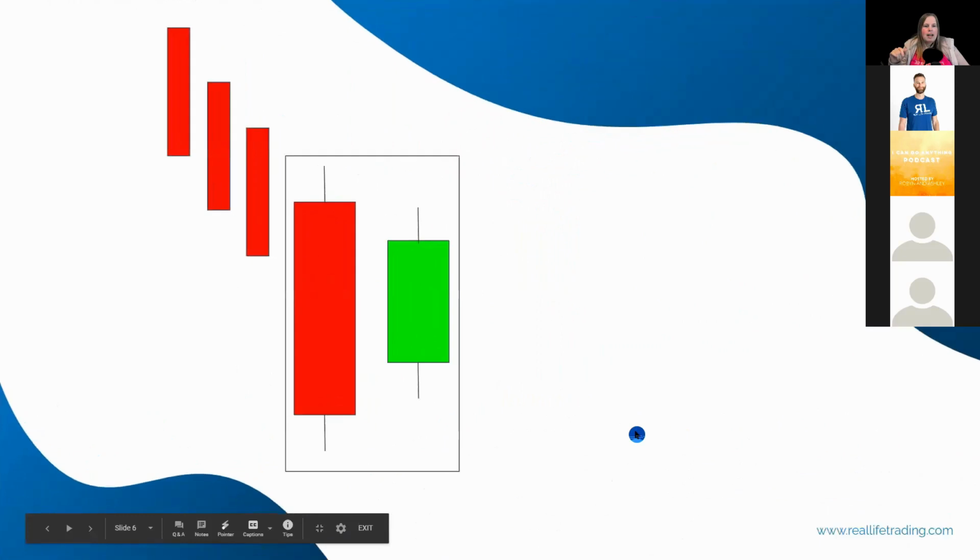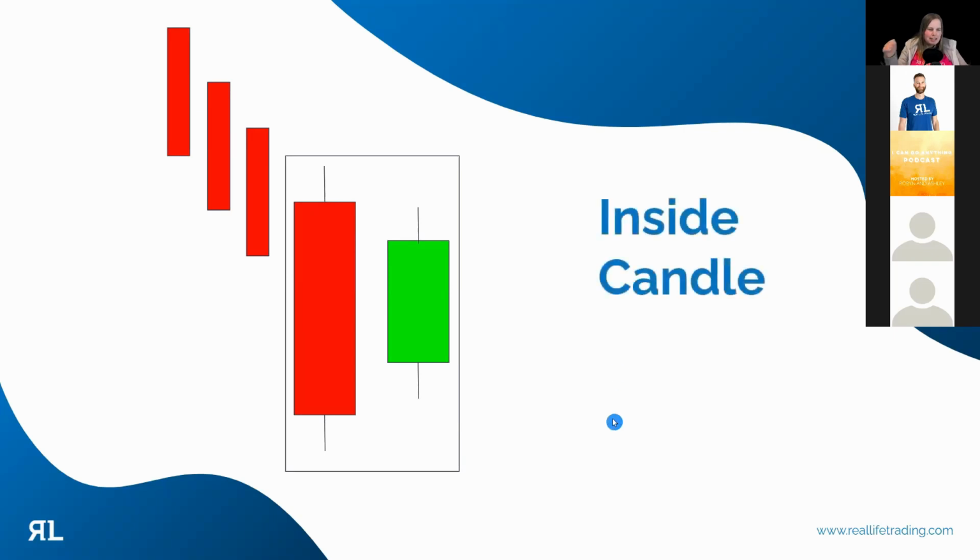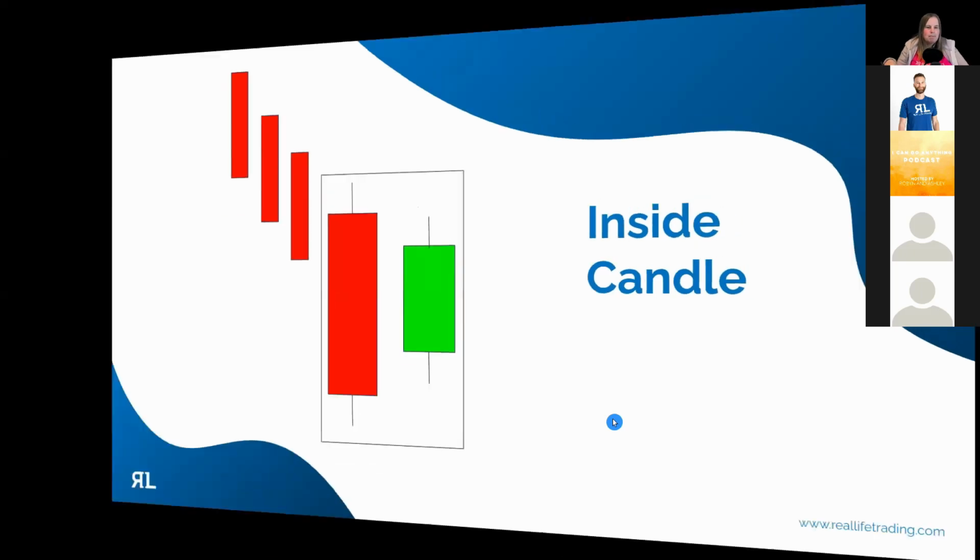Next pattern. Anyone know what this candle pattern is? You've got a bearish trend, followed by a candle that is kind of inside of the prior day candle. Yeah, Doug, you got it, inside candle. Perfect. This is an inside candle. It is another 2-candle pattern, okay?